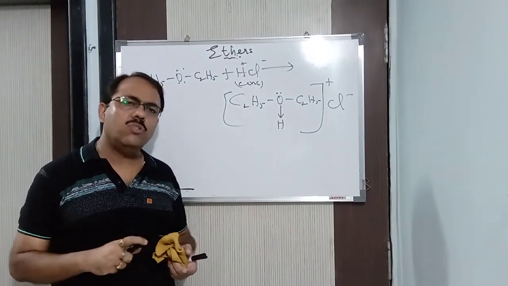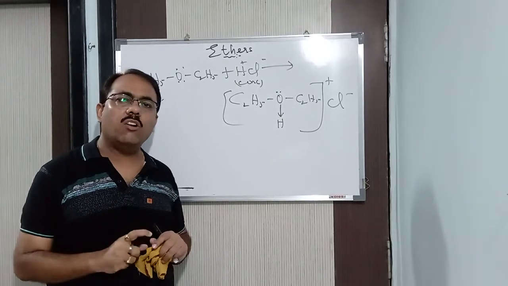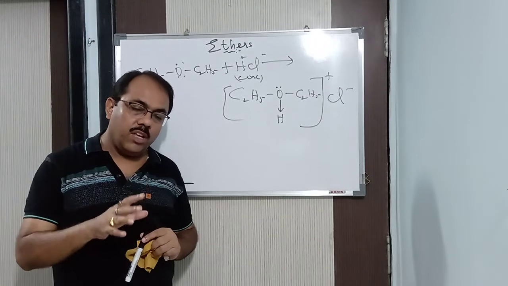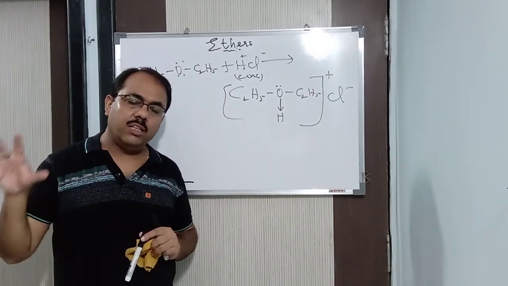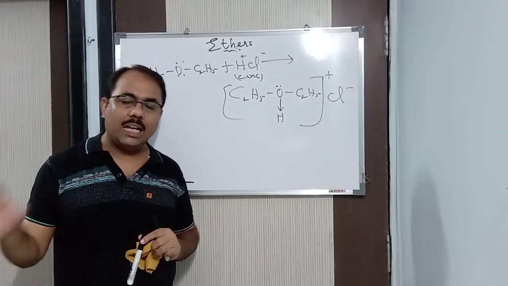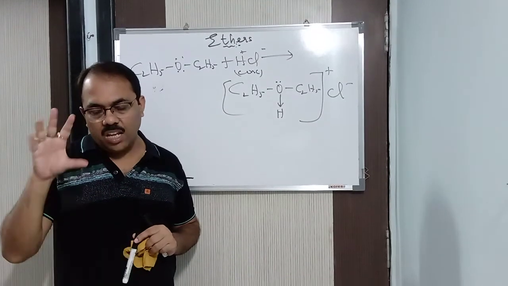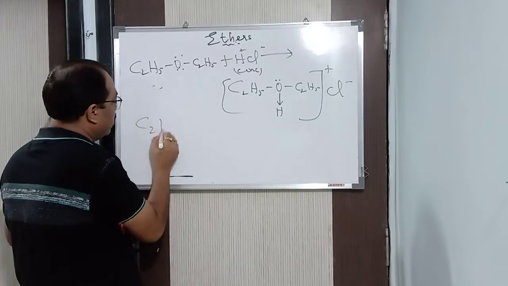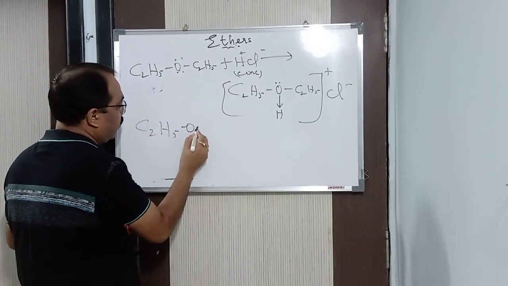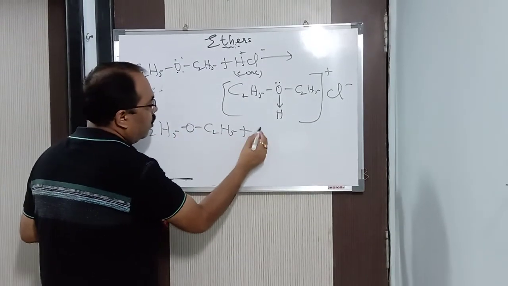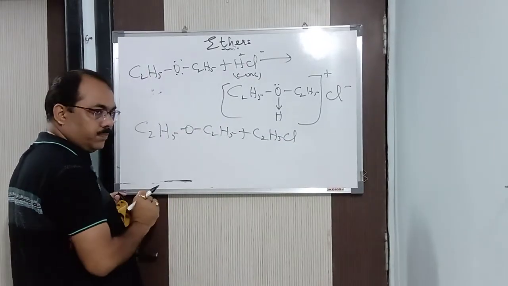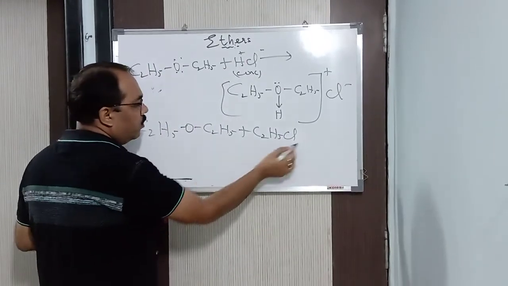Now, what is the use of this oxonium salt? Basically, this method is used to remove alkyl halide if the ether is having alkyl halide in it. Suppose I am having ether C2H5OC2H5, and I am also having C2H5Cl along with it in the ether. I want to remove this particular one.